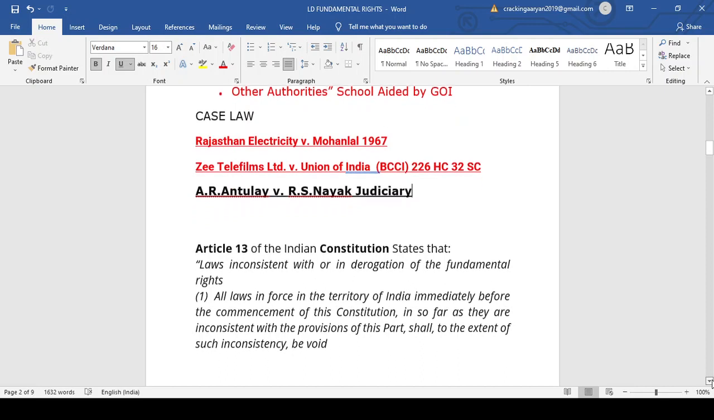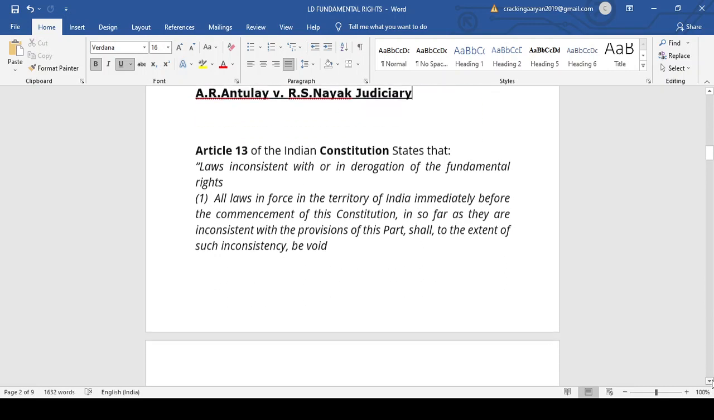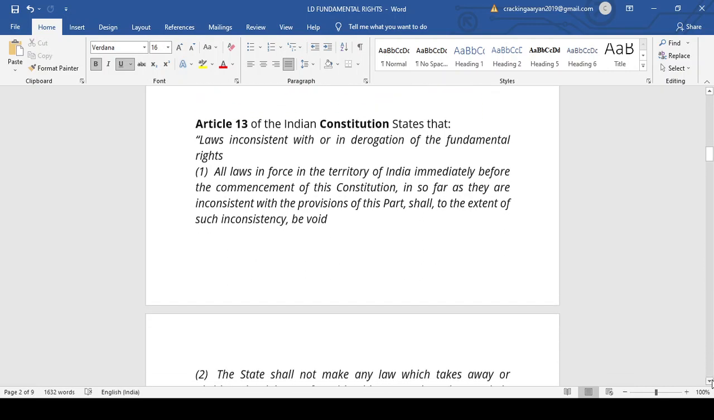Now we move to Article 13 of the Indian Constitution. This is a very beautiful article of our Indian Constitution in which we will be discussing very prominent things like the rule of severability and the Doctrine of Eclipse. In common terms, you can understand that it states that laws inconsistent with or in derogation of the fundamental rights are void.